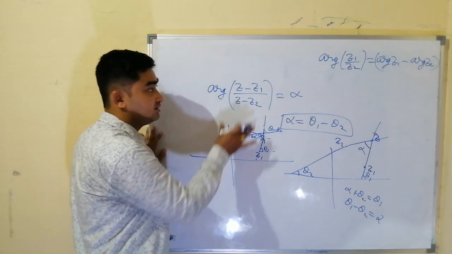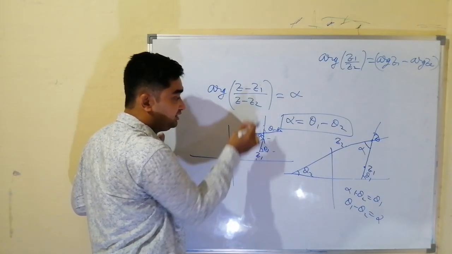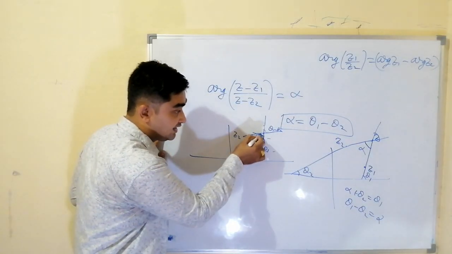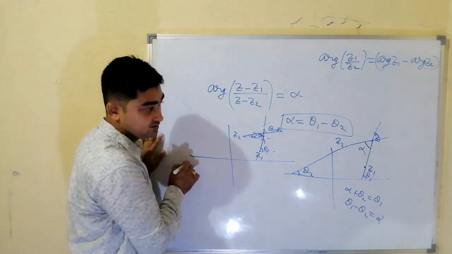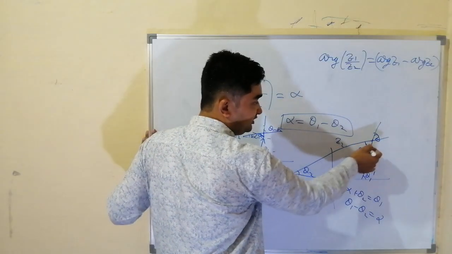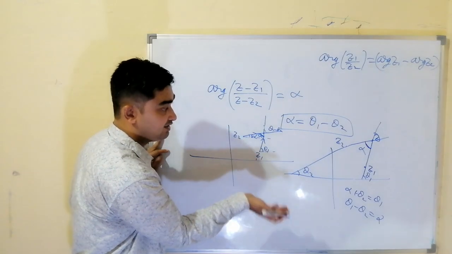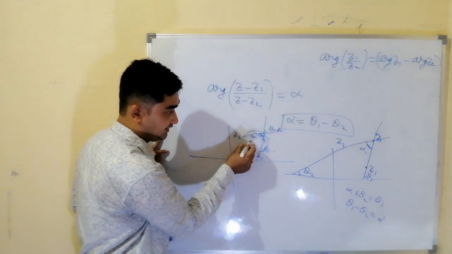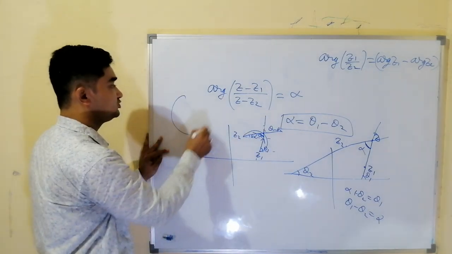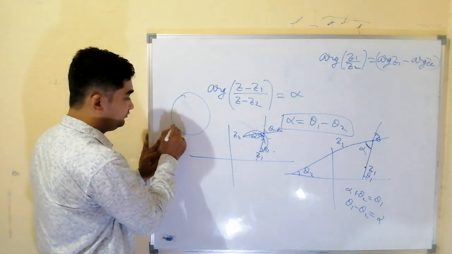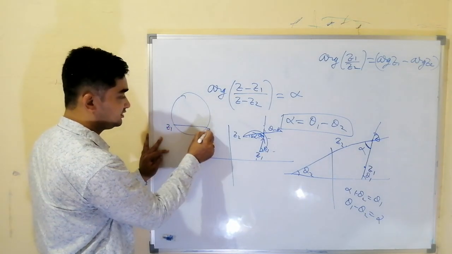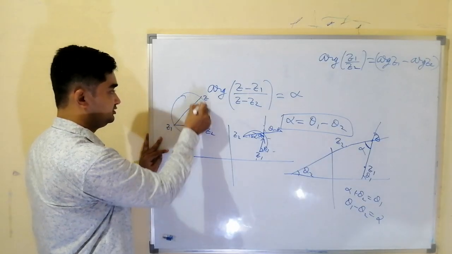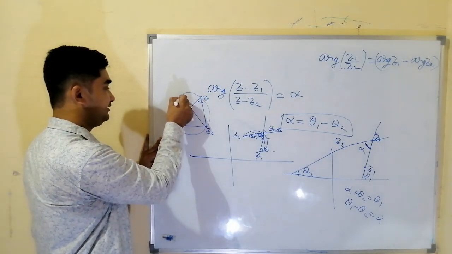Till now we have proved that the argument of this minus the argument of this is constant. That means the angle between these two lines is constant. Z can move, so we'll get a circle like this. Because we know in a circle, if we have two points z1 and z2 on the circumference, then anywhere you take z on the circumference, this angle is the same.